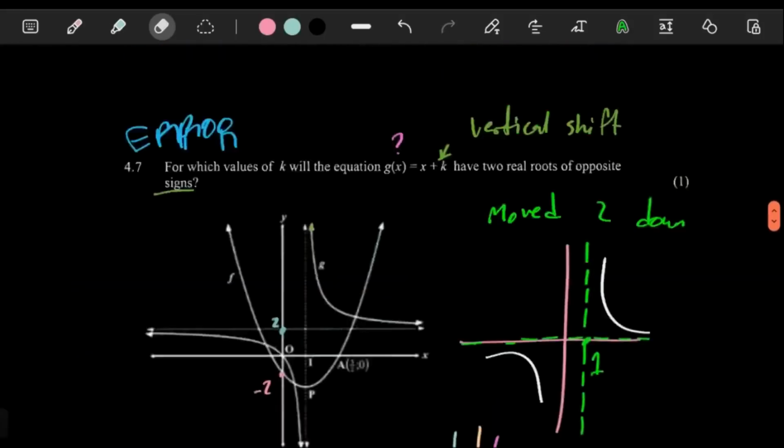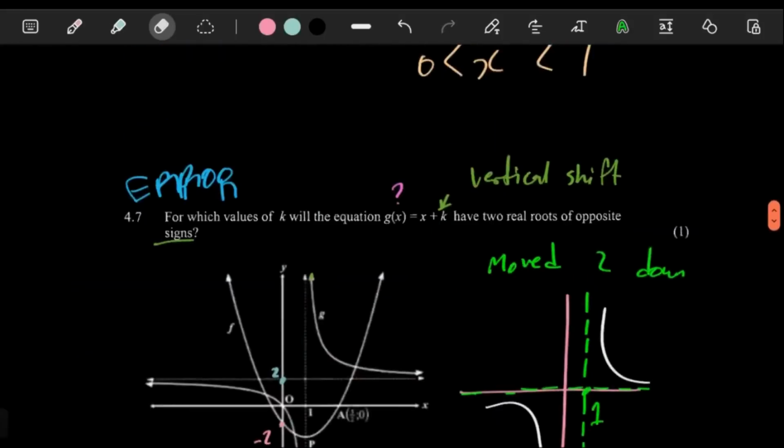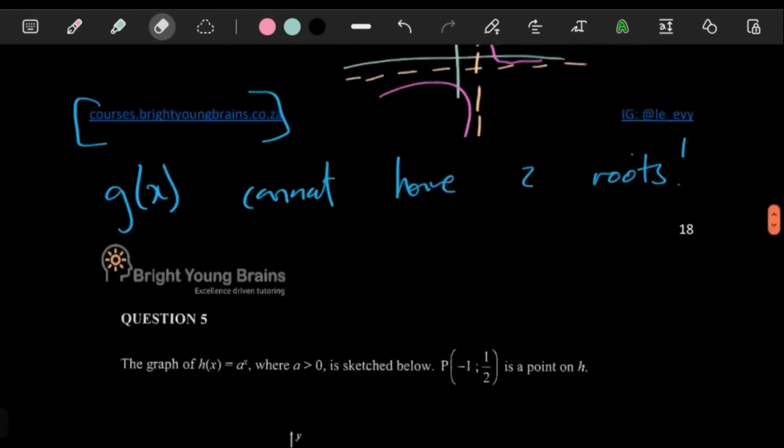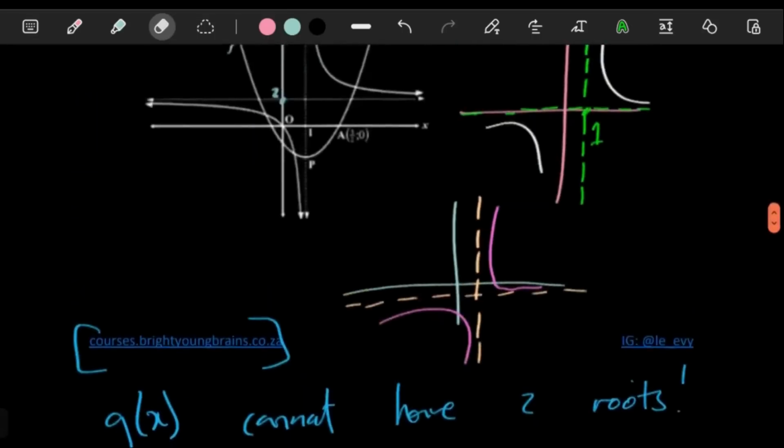Well, maybe it's just me. For which values of k will this equation have two real roots of opposite signs? The graph of G, real roots, two of them. These don't make sense. So that's my suggestion for now. But let's move on to question number 5.